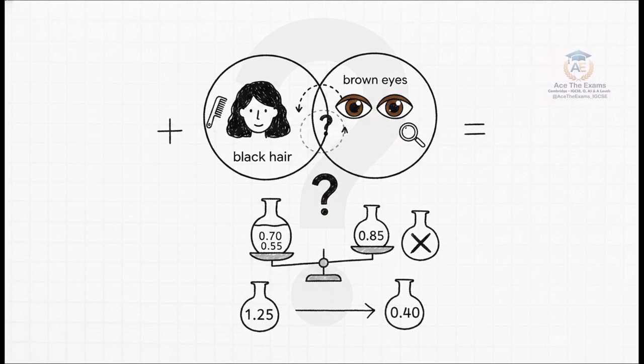0.85 equals 0.70 plus 0.55 minus our unknown intersection. Now 0.7 plus 0.55 gives us 1.25. So ask yourself, what do we need to subtract from 1.25 to get back down to 0.85? Exactly 0.4. So the probability of having both is 0.4. When you visualize that overlap, the algebra practically solves itself.